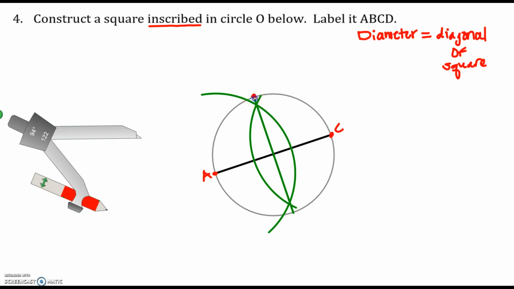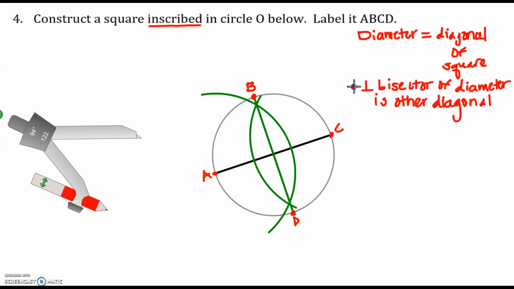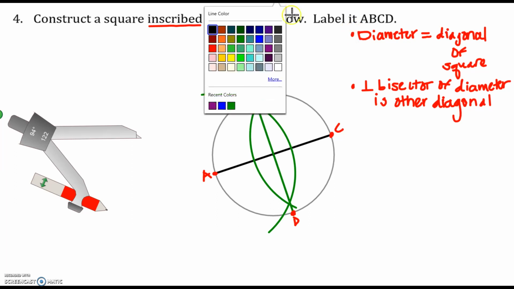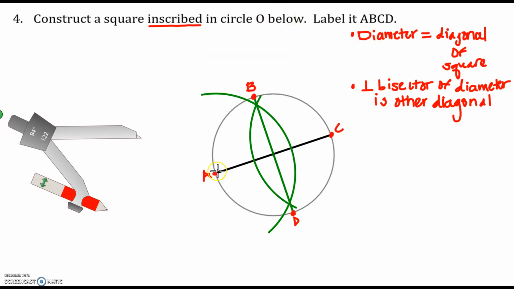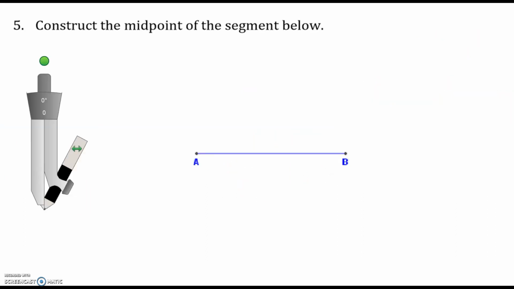And so these points where it crosses the circle are the other corners or vertices for your square. And so the perpendicular bisector of that diameter is your other diagonal. And so now when you go to connect them together, you will get your square ABCD inscribed in the circle. All right.